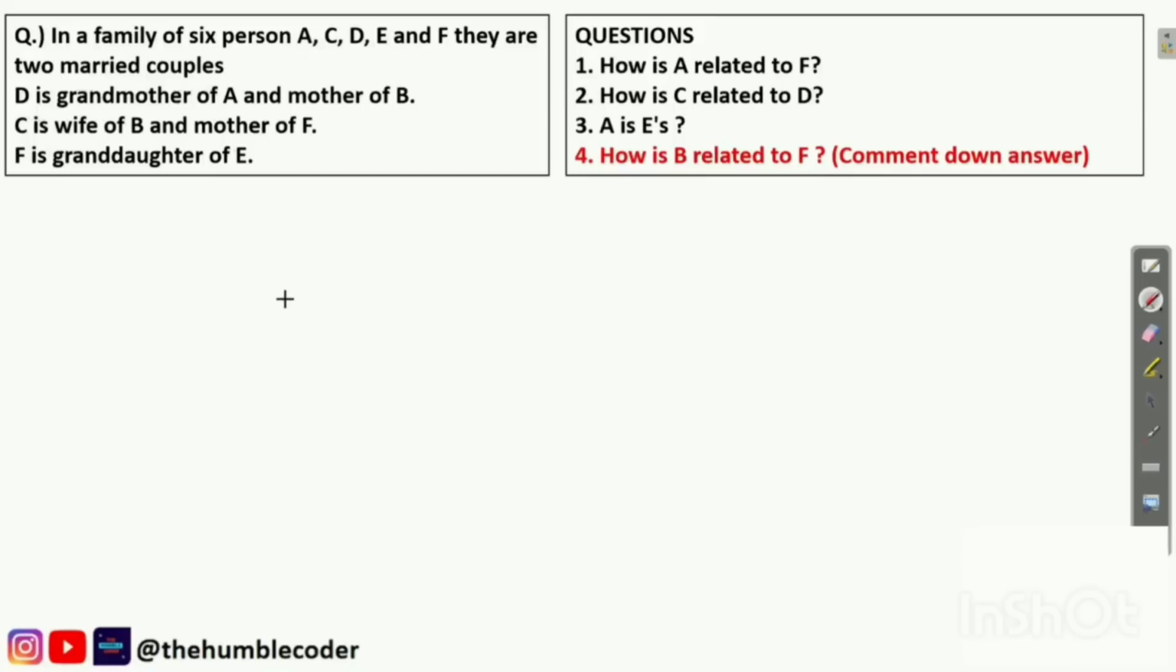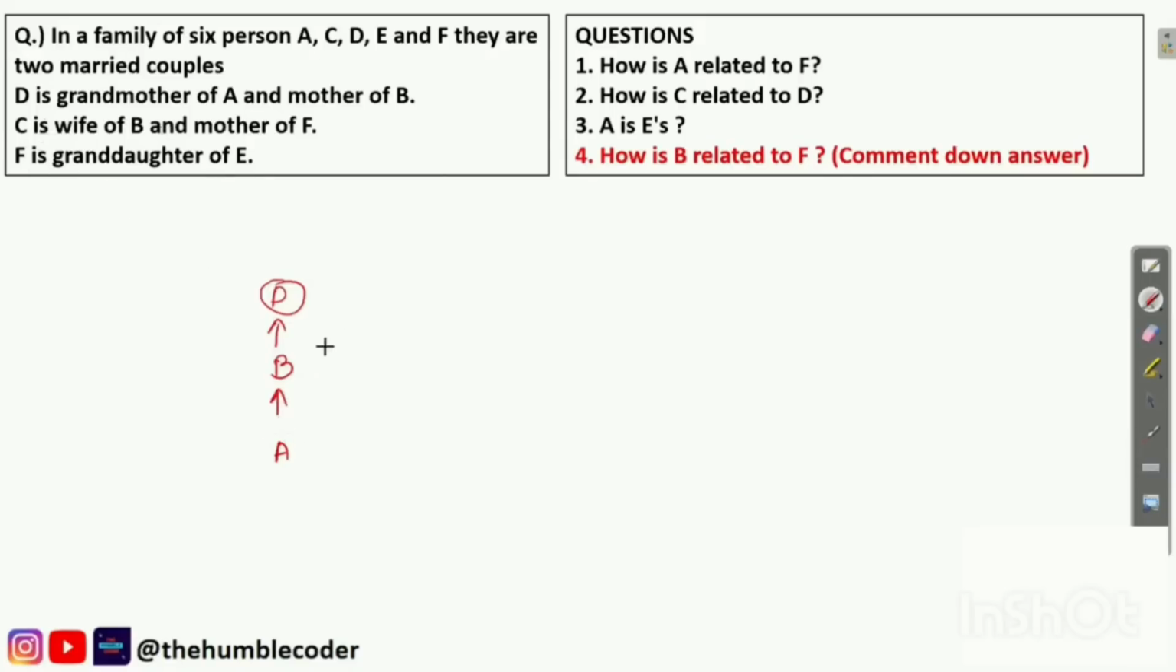So first of all, let's write it down. D is the grandmother of A. So guys, if you have any confusions about how to create these family tree diagrams, make sure that you check lesson number 2 so that you don't have any confusions. So D is the grandmother of A and mother of B. So mother of B. Okay, so we have this diagram as of now. We have not mentioned the genders of B and A because it is not mentioned yet.